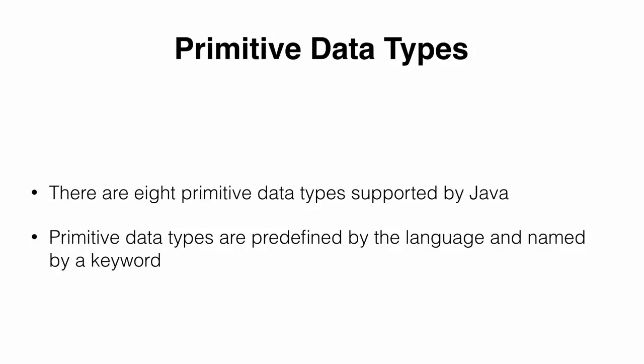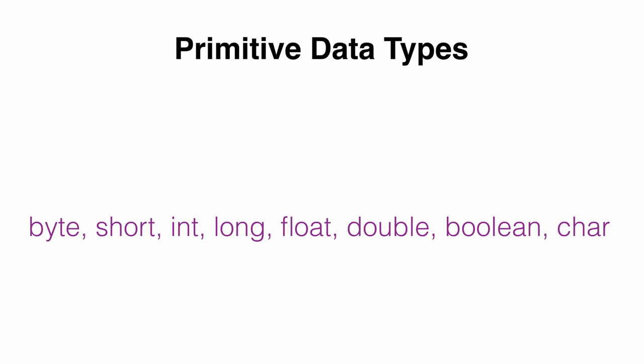Primitive data types are just predefined by the language and named by a keyword. So let's have a look at some. We have byte, short, int, long, float, double, boolean, and char. Basically, all these have different minimum and maximum values. So byte has, I think, a minimum of -128, which is -2 to the power of 7. Maximum is 127 inclusive. Default value in the byte is 0.